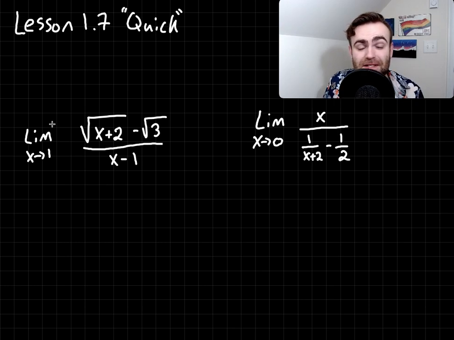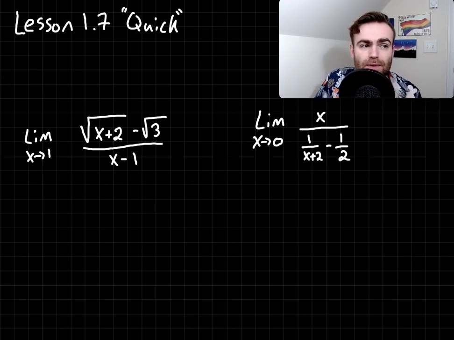Lesson 1.7 is all about selecting procedures for limits, which is a very, very fancy way of saying we're going to do some more algebraic manipulation of limits, specifically some more challenging ones, like the two you see in front of you. So we're going to be talking about these limits in two different categories. One where we have radicals, and another where we have fractions within fractions. So let's talk about the radical one first.